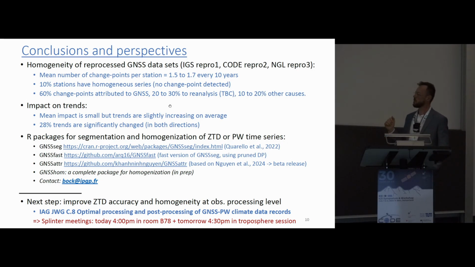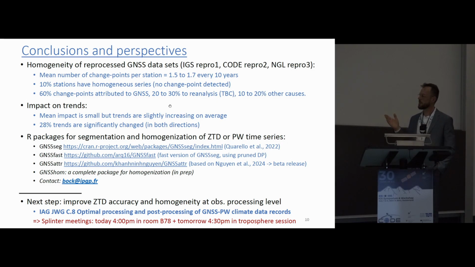And I would just like to advertise for the next step. This is homogenization as post-processing. We plan now to work also on the processing aspect, because we know that some of the jumps are connected to equipment changes and also to changes in cutoff angle. And it's an interesting way to try to improve the accuracy, absolute accuracy and homogeneity of the series by tuning the processing, which may be station dependent, because atmospheric variability and noise aspects are highly station dependent.